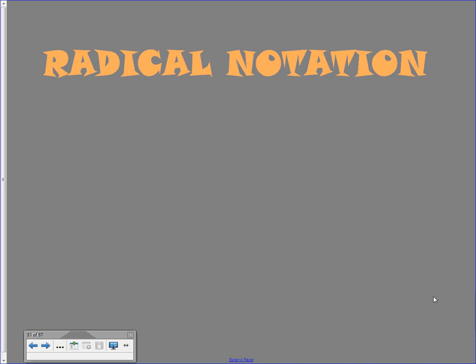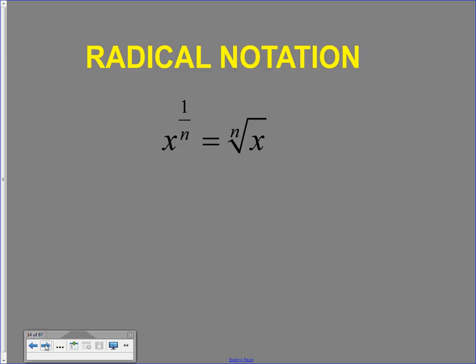Chapter 8, Section 4 is on radical notation, and today's going to be a really great day because the only thing that is different is the notation. We have spent a lot of time last semester talking about x to the 1/3 or x to the 1/4, and the only thing that's changing is the notation. Instead of writing x to the 1/3, you're going to write the third root of x. Instead of writing x to the 1/4, you're going to write the fourth root of x, okay?